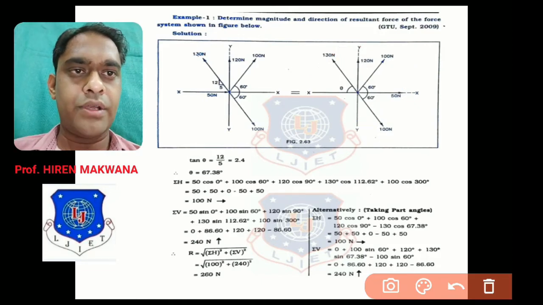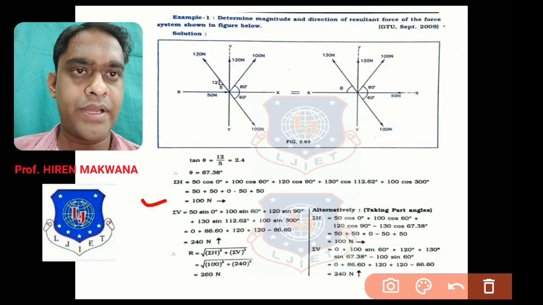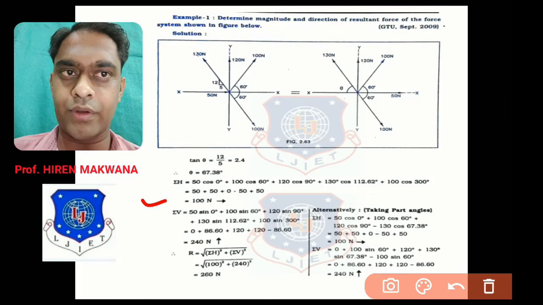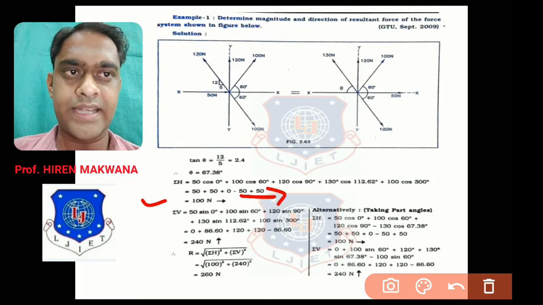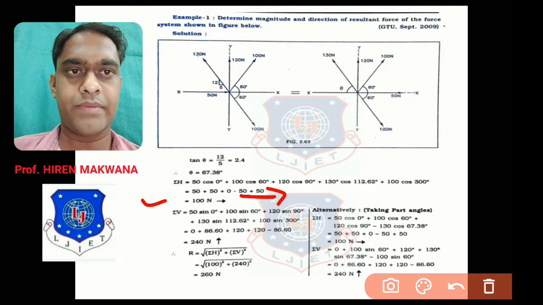In the calculator you can find these values and do the sum of these values, then answer will be 100 Newton. It will be positive 100 Newton. So arrow towards right side means in positive x-axis. Okay, so this is the answer of sigma h, 100 Newton. Now let us check sigma v.